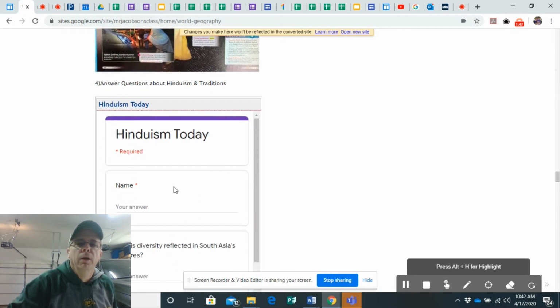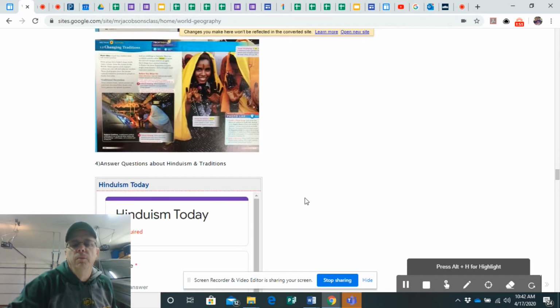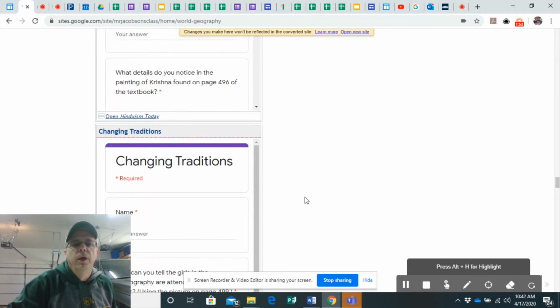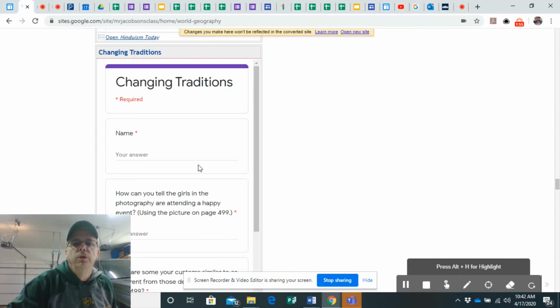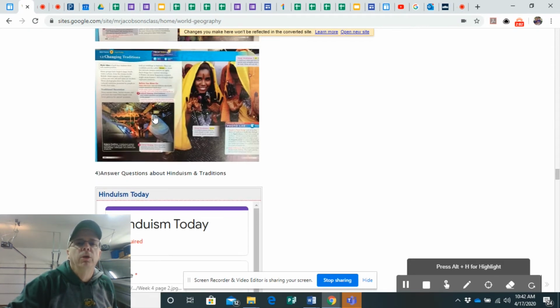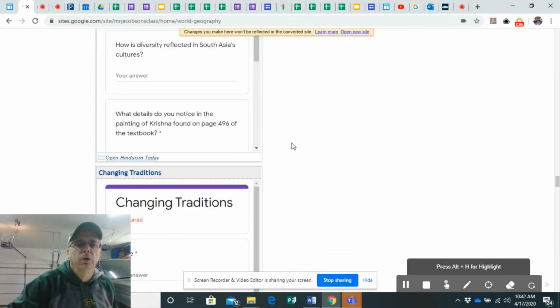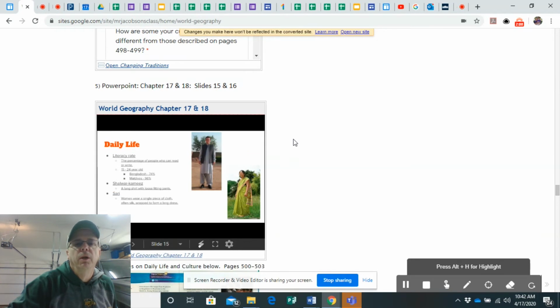And when you're done with that, you just go ahead and answer these questions on Hinduism as well. Then there's another one on the changing traditions, and one of them is where you just look on page 499 as far as the picture. And that picture, I believe, would be right in here. So take a look at that, and you'll be in good shape there.